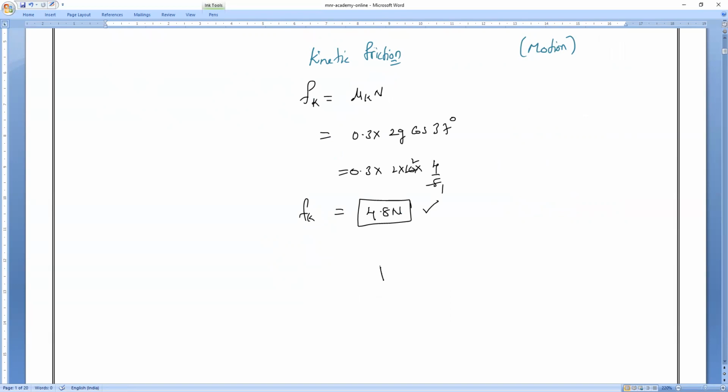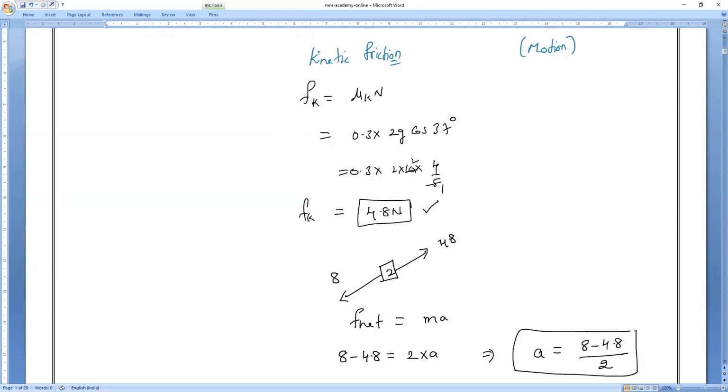So that is what it is. So if I take the object, the applied force is 8, and what is the kinetic friction? Kinetic friction is 4.8. So F net is equal to m into a. F net is 8 minus 4.8. Mass is 2, so 2 into a. From that I can find the acceleration. Can I find it or not? a equals (8 minus 4.8) divided by 2. That is the acceleration. Everybody clear? Yes, sir.